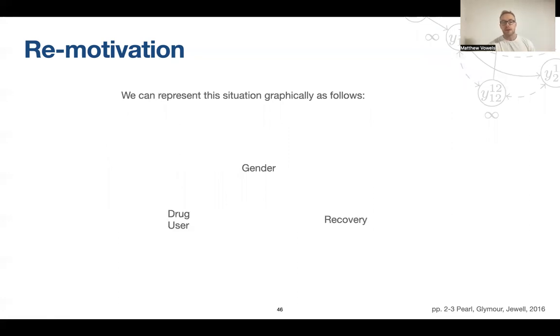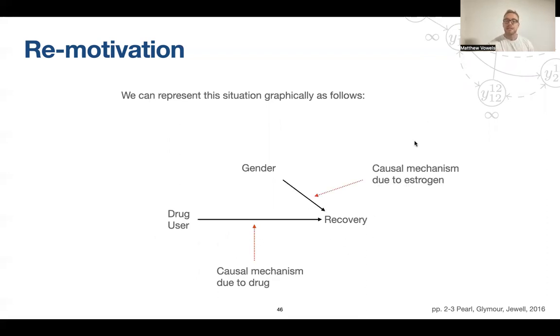If we have the variables gender, whether or not someone takes the drug, and their recovery, we know that there's a causal mechanism due to the drug. That's actually what we're interested in, where taking the drug actually improves the chances of recovery. We know that there's a mechanism due to estrogen. So women, say, have high levels of estrogen. This affects their recovery. Men have a lower level of estrogen, which also affects recovery, but not to the same extent. But then there's also this causal mechanism resulting in the skew of whether or not a man tends to use the drug or a woman tends to use the drug.